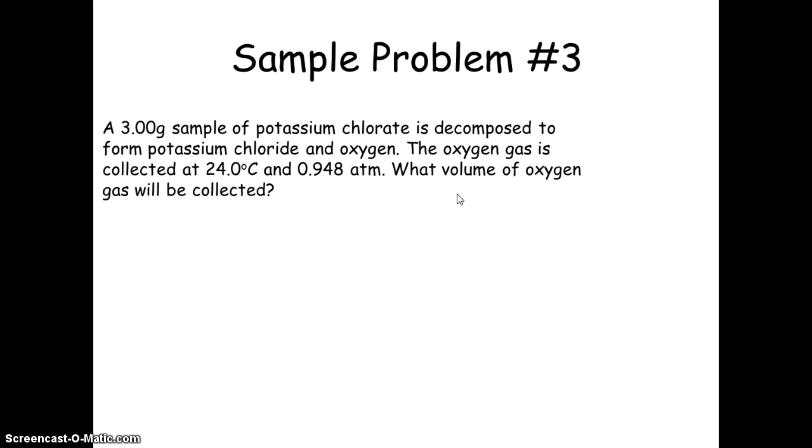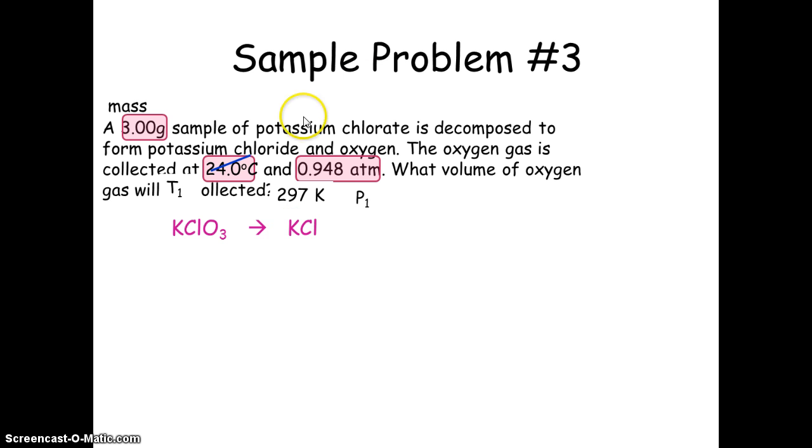Keep in mind, we want to find the number of moles of oxygen, but we're given grams of potassium chlorate. What we need to do is convert from grams of potassium chlorate to moles of oxygen, and this means we need to go back to do stoichiometry. So first, we know our mass, our temperature, convert our temperature to Kelvin, and now it's 297 Kelvin, and our pressure is in atmospheres.